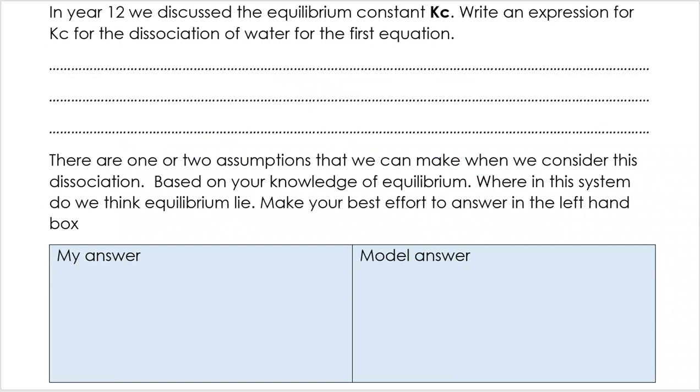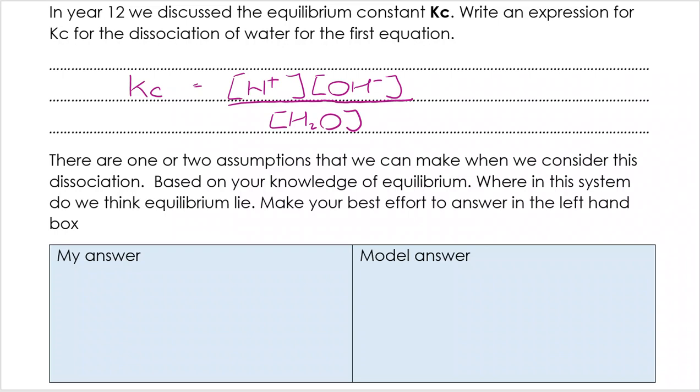And now I want you to link this back to our equilibrium work that you've done in year 12 and in year 13. What would the expression be for the dissociation of water if we're dealing with the first one that we did, 1H2O going to H plus and OH minus? Well, for Kc, we've got to remember that we have product over reactants. If we're dissociating, that means the ions go on top and the H2O goes on the bottom.